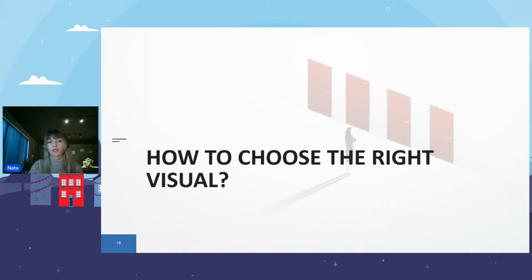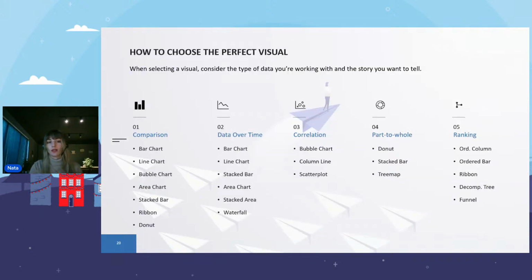So why have I mentioned this? These are just a few examples, and I have used them to highlight this question: how to choose the right visual. So here I have presented most of the visuals that are available in Power BI. What have we seen? When selecting a visual, consider the type of data you're working with and the story you want to tell, and choose visuals that make your insights clear and easy to interpret, while avoiding clutter or unnecessary complexity.